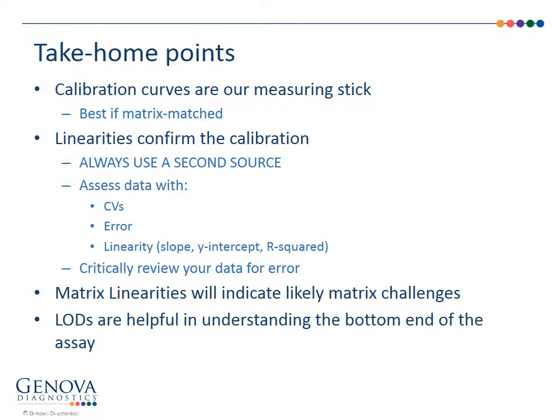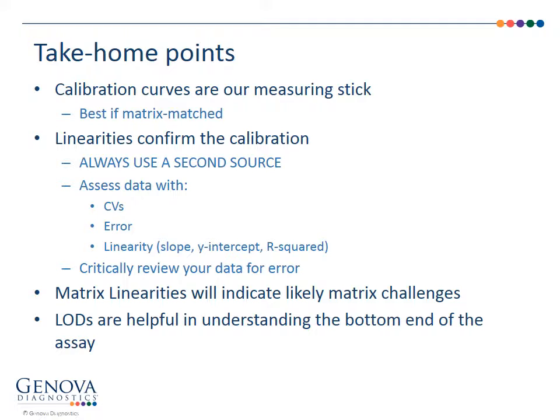So the take-home points today: calibration curves are a measuring stick. If we can matrix match them, that's great. We use linearities to confirm the calibration. Always, always use a second source. If you can hear anything from this presentation, that's what I want to say. Always use a second source. That's going to be your first sign that something's going on.